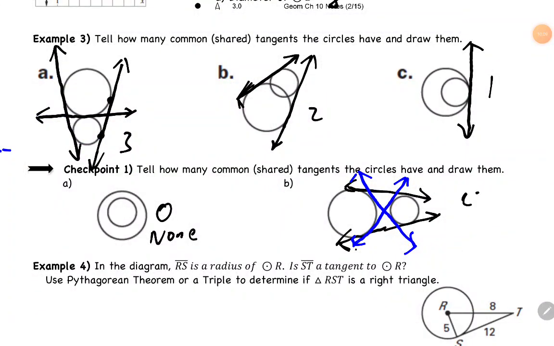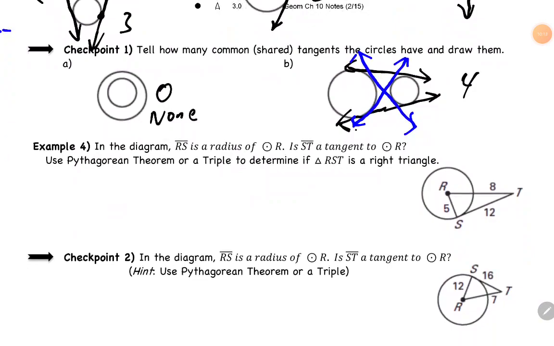4 common or shared tangents. Example 4. In the diagram, RS is the radius of circle R. Is ST a tangent to R? Use the Pythagorean theorem or a triple to determine if triangle RST is a right triangle. So if ST is a tangent, then this would have to be a right angle. And if we have a right triangle, we're allowed to use the Pythagorean theorem.